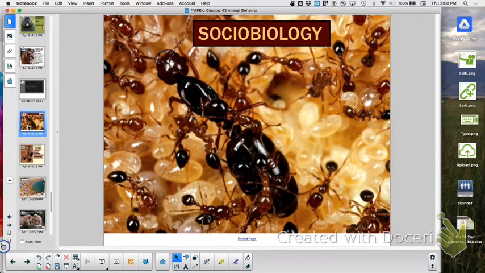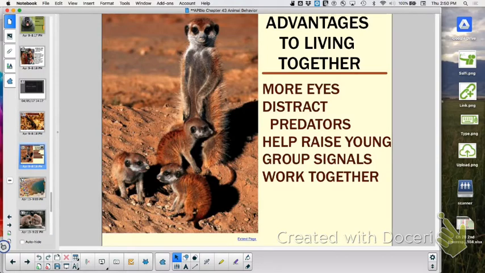So it's good for the team, that you're going to get those genes passed on. Also, just the dynamics of living together. You have more eyes that can look for predators. You can give different job responsibilities, like the teenagers are babysitting and other ones are standing guard.